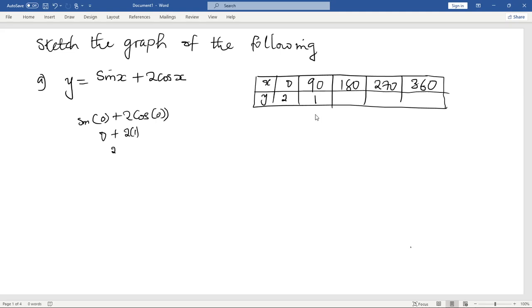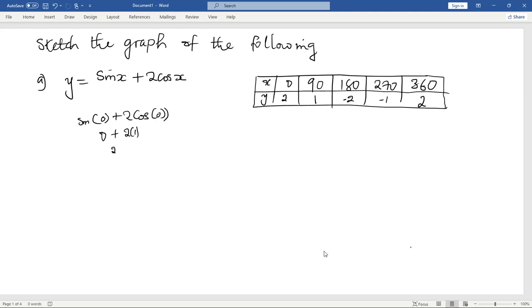Then we got 180, so cos 180 is negative 1, sin 180 is 0, so negative 1 by 2 we get a negative 2 there. Then we do the same, sin 270 is negative 1, then cos 270 is 0, so here we're going to have negative 1. Then sin 360 is 0, cos 360 is 1, 1 by 2 we get a 2 like this.